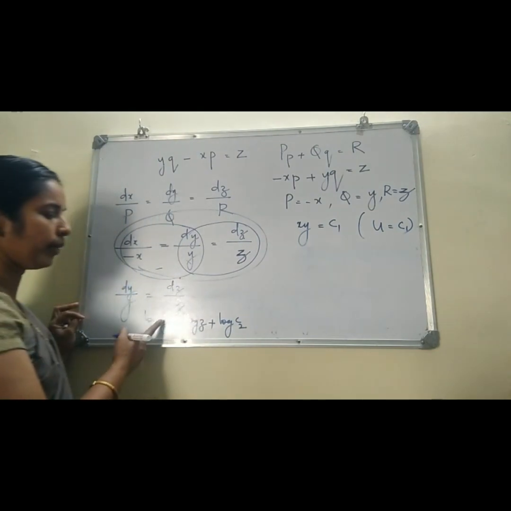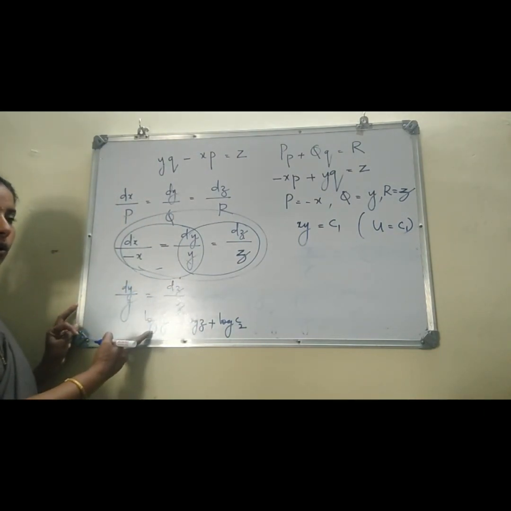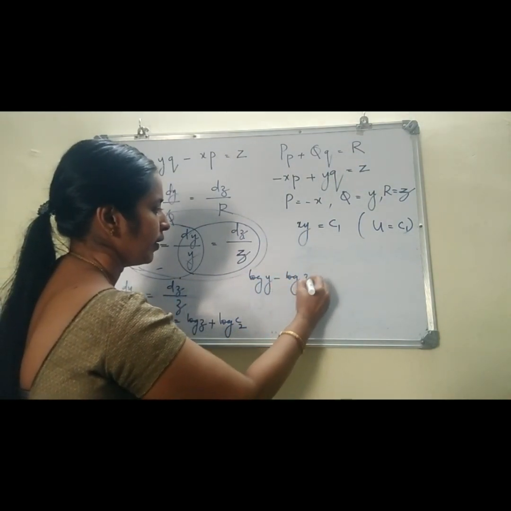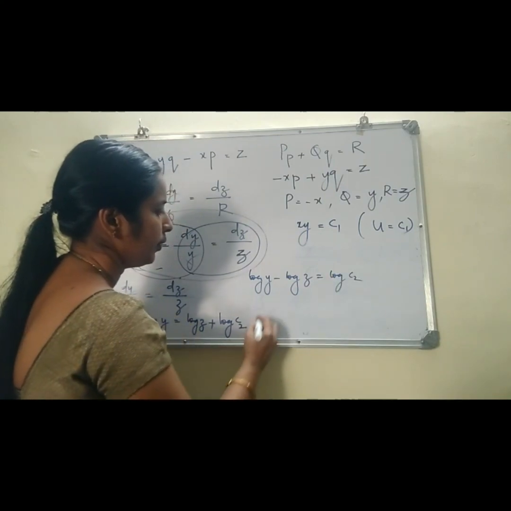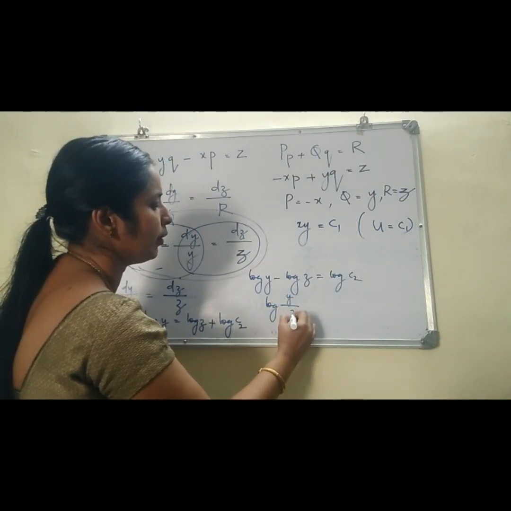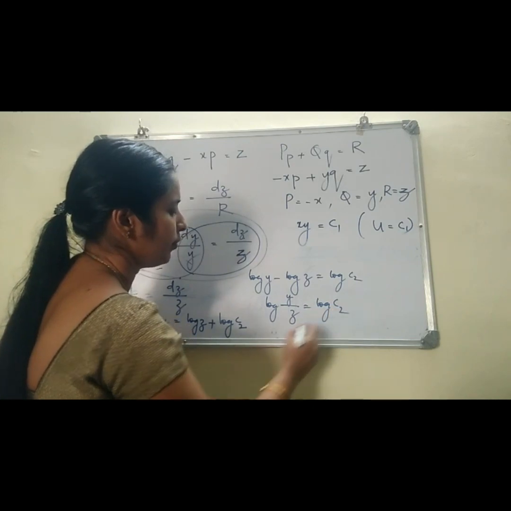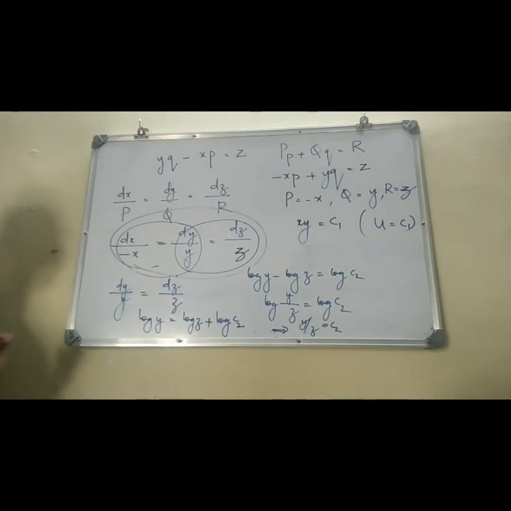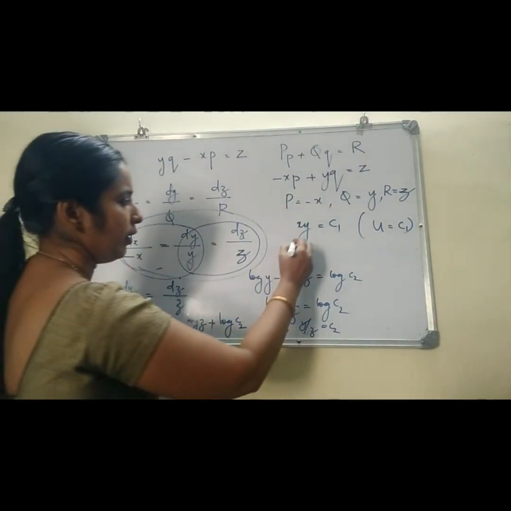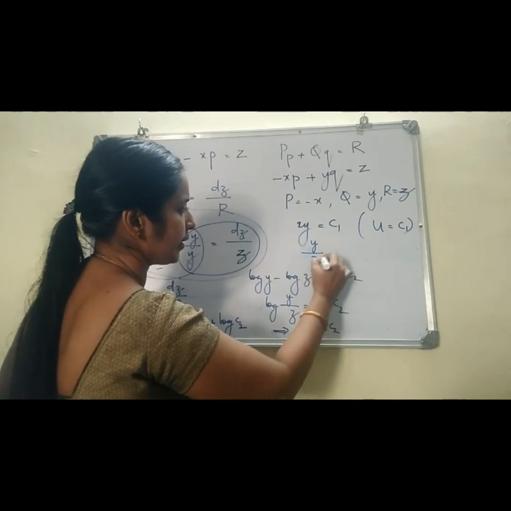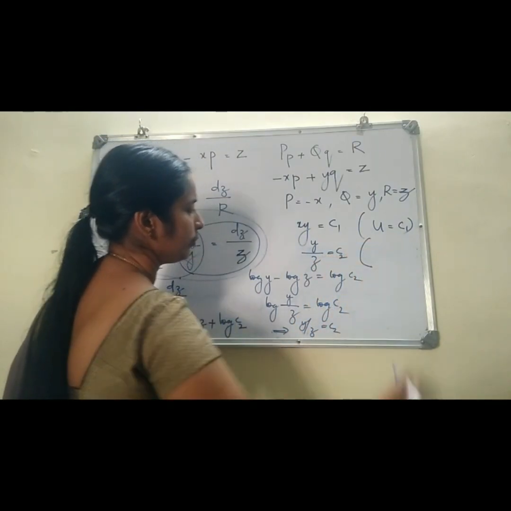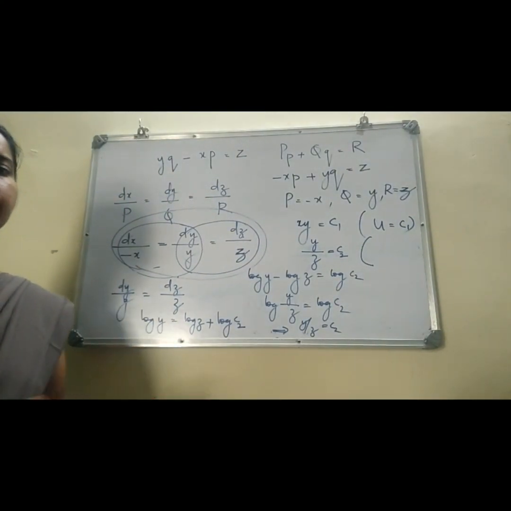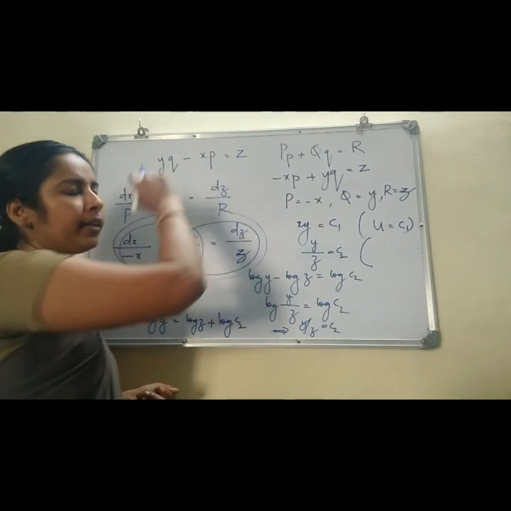Then you take log z to the left side, then log y minus log z is equal to log c2. That is log y by z is equal to log c2, which implies y by z is equal to c2. That is another solution of the auxiliary equation. See, the other solution is y by z is equal to c2. Now we have two solutions of the auxiliary equation. Now you can easily write the solution of the given partial differential equation.